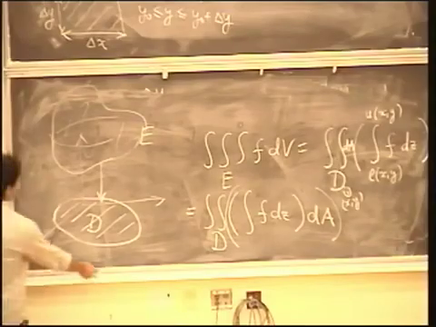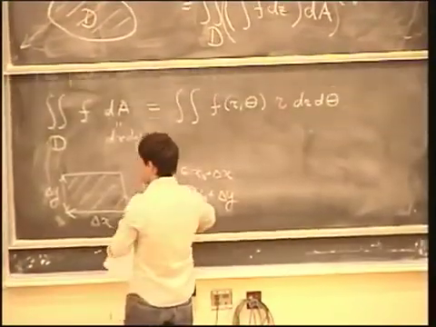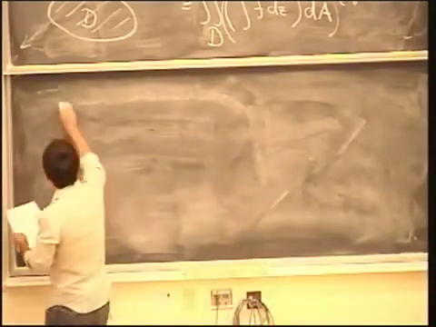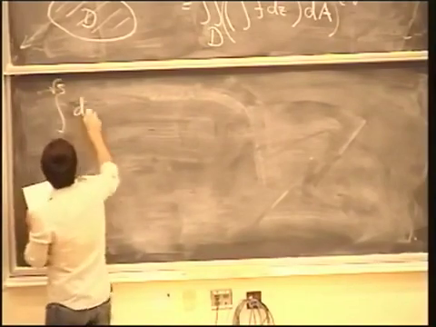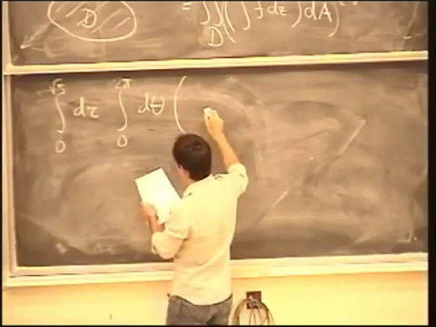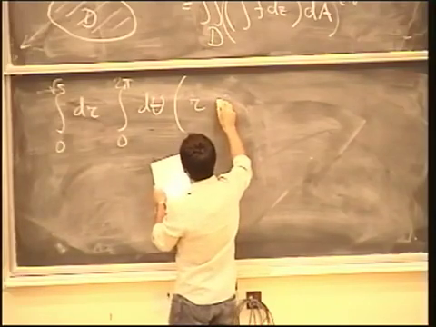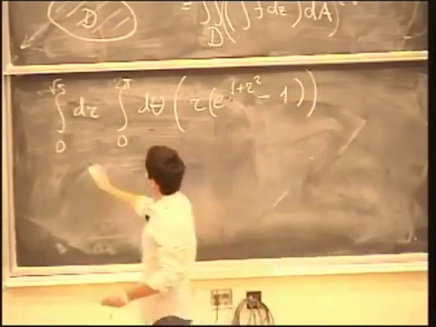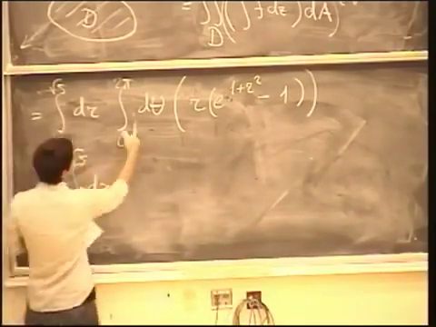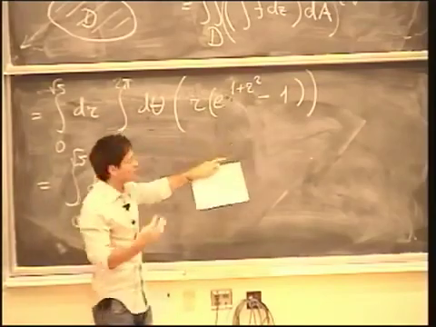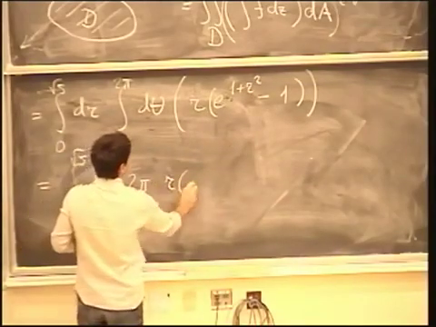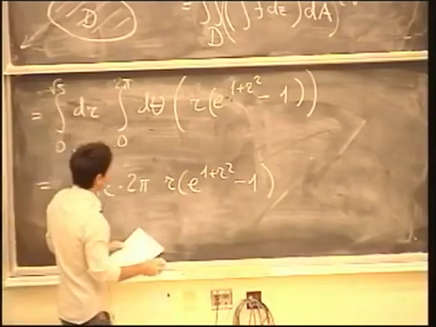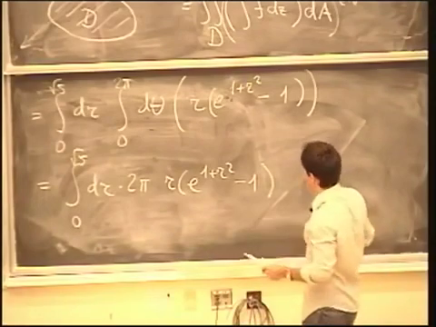So what do we get? We get 0 to square root of 5, 0 to 2 pi, and then here we get r times e to the 1 plus r squared minus 1, right? Then you get dr. This integration just gives you 2 pi because the integrand does not depend on theta, so you just get 2 pi times r e to the 1 plus r squared minus 1, right? And finally you integrate over r, and so here you want to change variables.